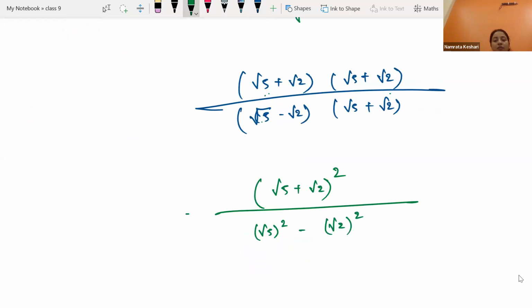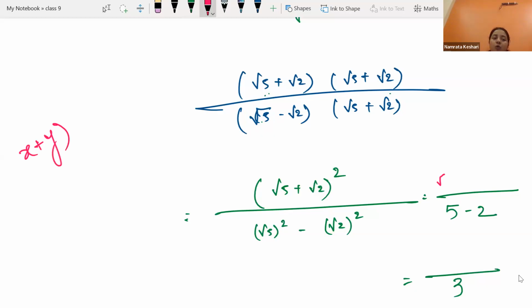The denominator is already sorted. We are having 5 minus 2. That means we are having 3 in the denominator. But the numerator we have to find carefully. Okay, so let's find it. Root 5 square will be, okay, can you recall this formula? X plus y whole square. The formula is x square plus 2xy plus y square.